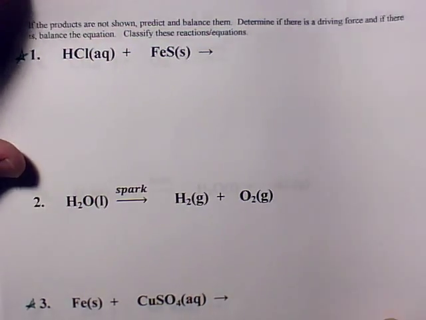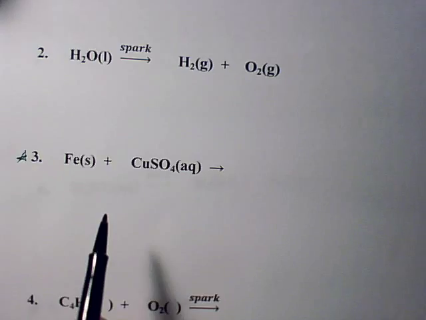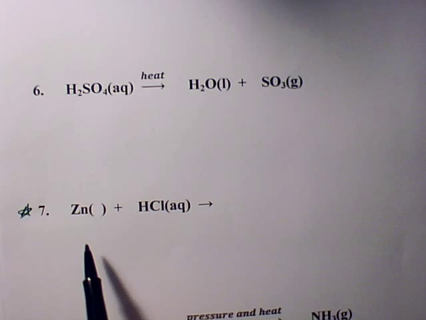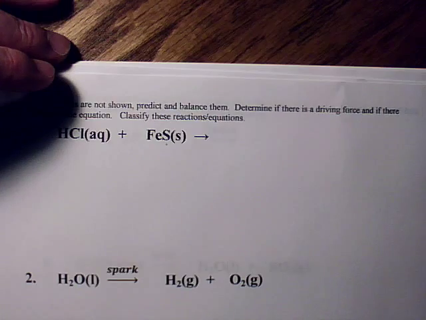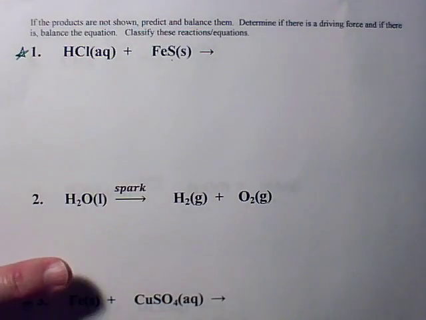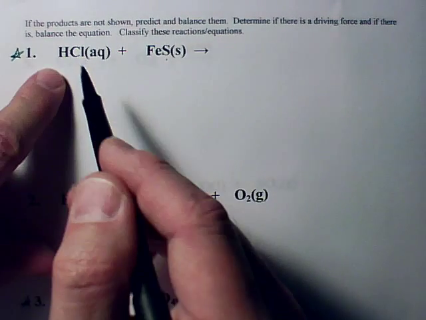So this could potentially be a double replacement reaction if it has a driving force. This could be a single replacement reaction if it has a driving force. And this could be a single replacement reaction if it has a driving force. So what we want to do is to find out if we have driving forces for these, and then if we do, we can go through the whole process of finding the complete and net ionic equation. So let's start with this one.